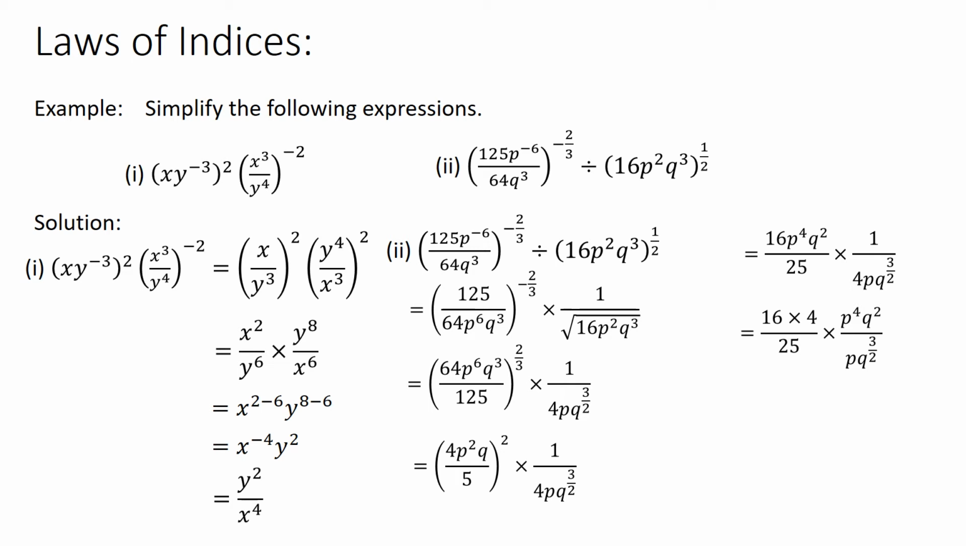Now, we can separate the constant as the first fraction and the terms with unknown as the second fraction. When they combine, it becomes 64 over 25 times p to the power 4 minus 1, q to the power 2 minus 2 over 3, and finally, the answer is 64 over 25 p cubed q to the power 4 over 3.